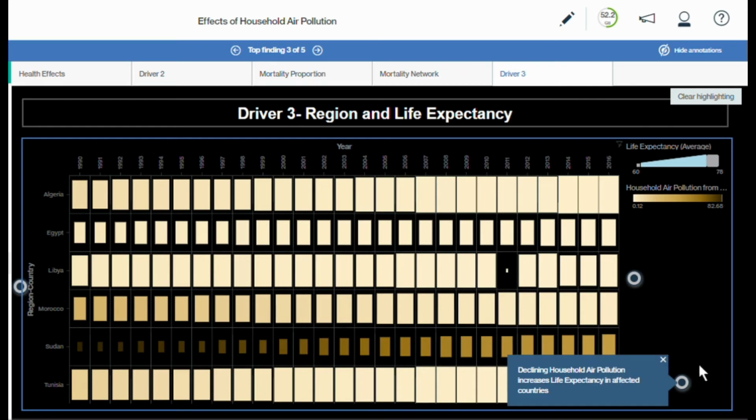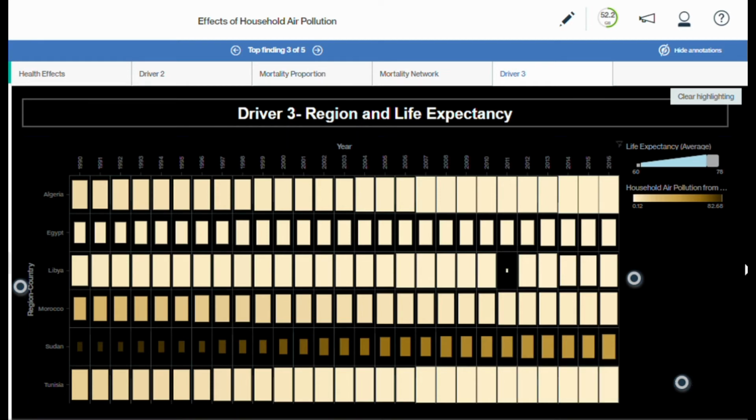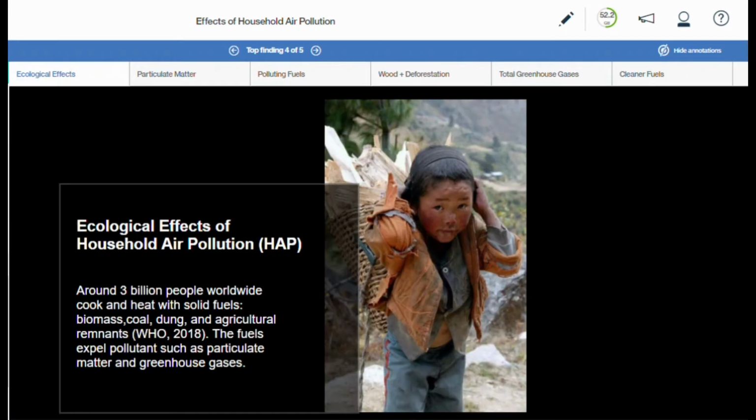The second key finding for the study: the greatest health effect of household air pollution is under 5 respiratory mortality. Furthermore, household air pollution impacts life expectancy. Ecological effects of household air pollution. Around 3 billion people worldwide cook and heat with solid fuels, biomass, coal, dung, and agricultural remnants. The fuels expel pollutants such as particulate matter and greenhouse gases.